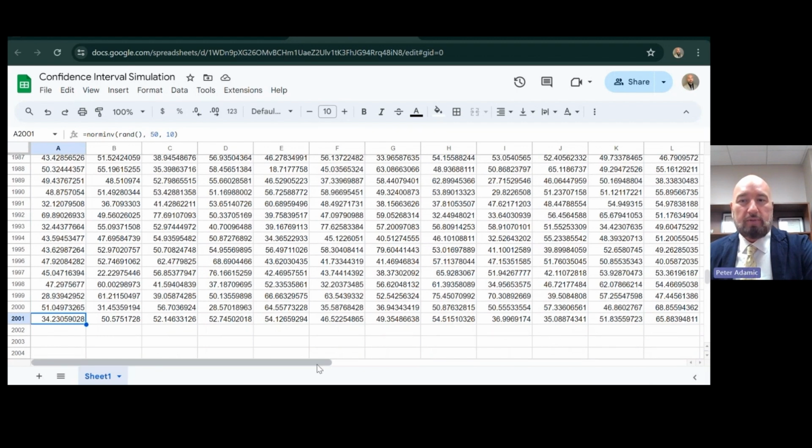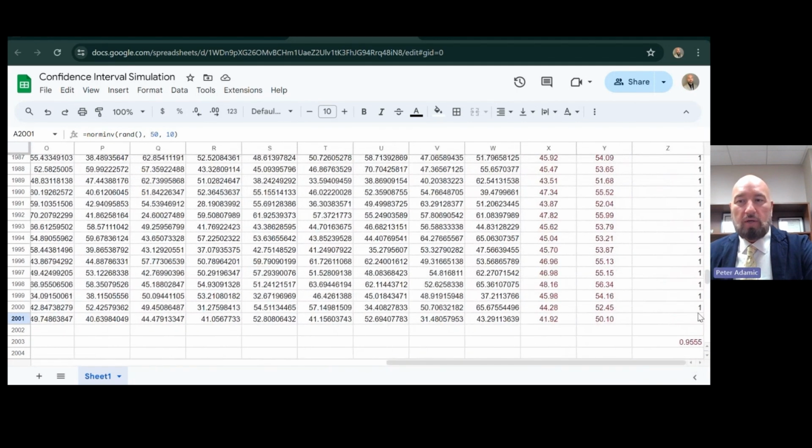And what do we notice? If we go across to the bottom of row Z, we have another final calculation. It's the average of all of the numbers, all of the zeros and ones that are contained in row Z. In other words, what proportion of the time will the confidence interval that we calculate for each sample contain the true mu?